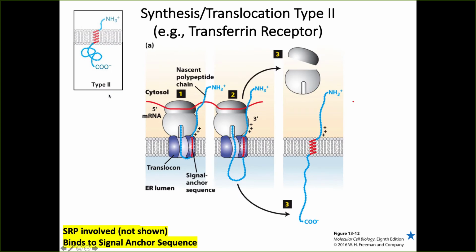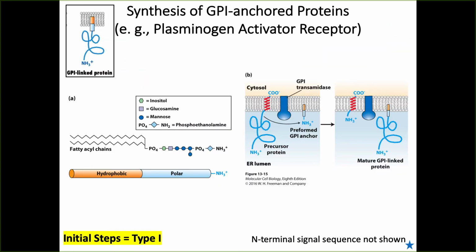That's the only thing. But the important part is that this is the precursor protein, and it's going to be cleaved by a protein which is called the GPI transamidase, and after cleaving it is transferred to a lipid, which is the GPI anchor.